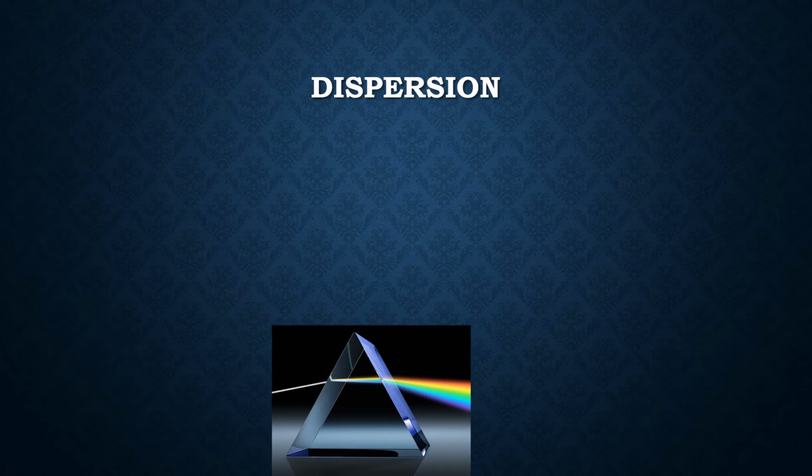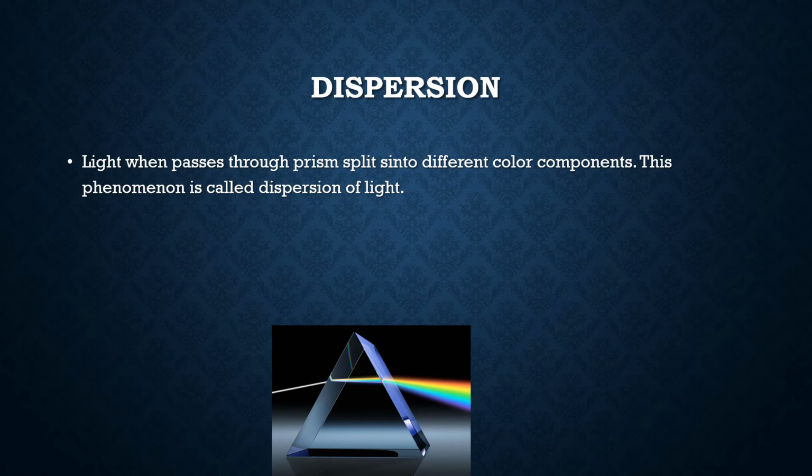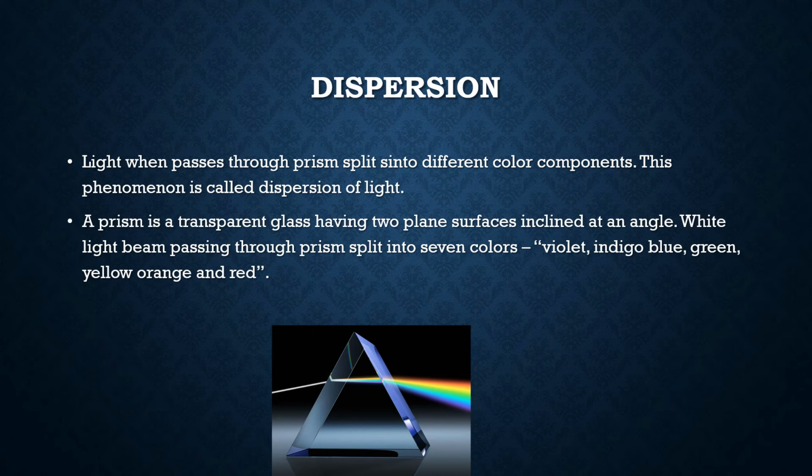Now let us learn about another concept, dispersion. What is dispersion? Light, when it passes through a prism, splits into different color components. This phenomenon is called dispersion of light. A prism is a transparent glass having two plane surfaces inclined at an angle. White light beam passing through a prism splits into seven colors: violet, indigo, blue, green, yellow, orange, and red.